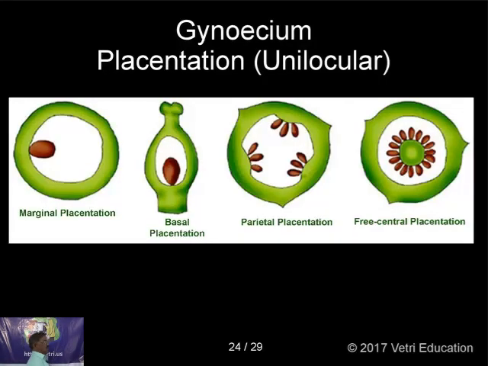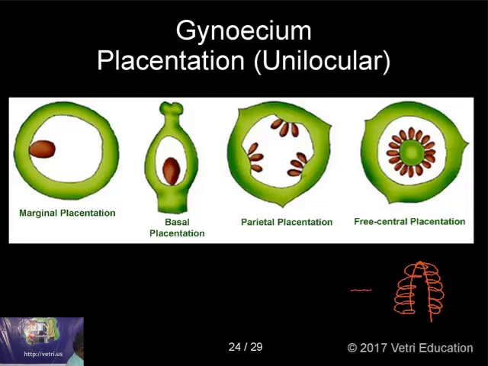Now you can see here you have very good diagrams. The marginal placentation: ventral suture, arranged unilocular. And basal placentation is also unilocular. The ovule is attached at the base of the ovary. And the parietal placentation is attached at the parietal walls, the inner walls of the ovary; you can find a tricarpellary, unilocular ovary. Here you see the free central placentation, the ovules are attached on the central axis.